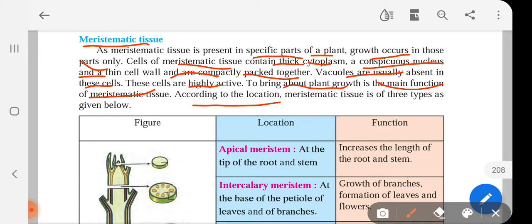According to the location, meristematic tissue is of three types as given below. So particularly meristematic tissues are present in those parts of the plant where growth occurs, or that part of the plant which grows continuously. So these cells are present over there, and according to the location, this meristematic tissue is of three types. Let us see.